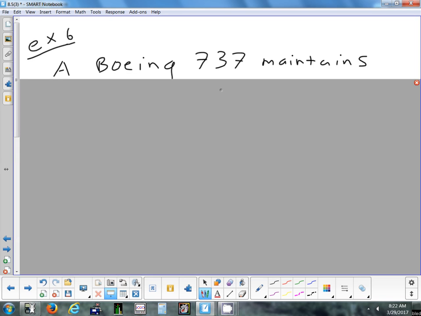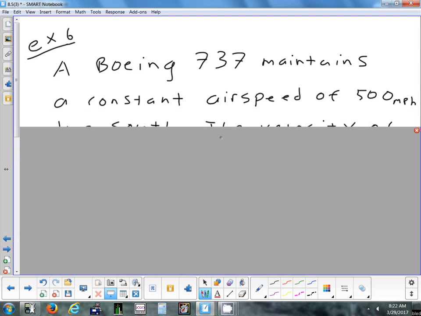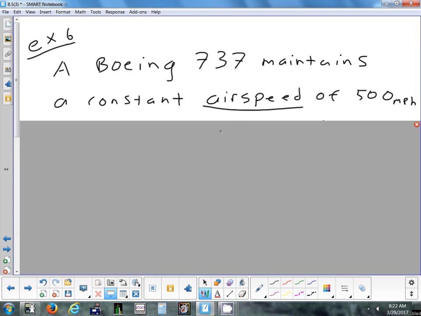So first of all, the problem is going to talk about two different types of speed. One is going to be airspeed. And the other speed it's going to talk about is ground speed, like somebody observing the plane from the ground. Kind of like if somebody had a radar gun and could point it at the plane and get the speed of it, what would be the speed that they would observe from the ground?